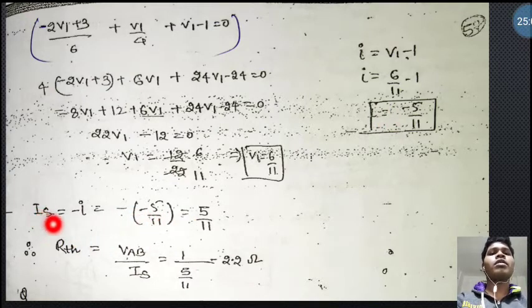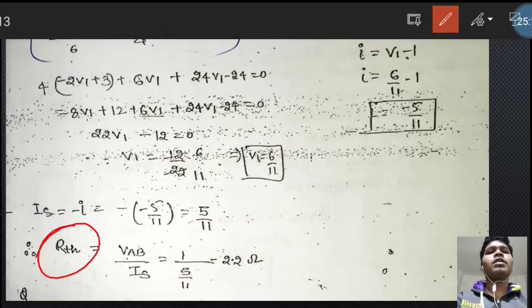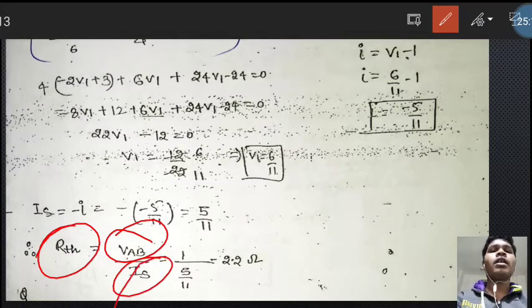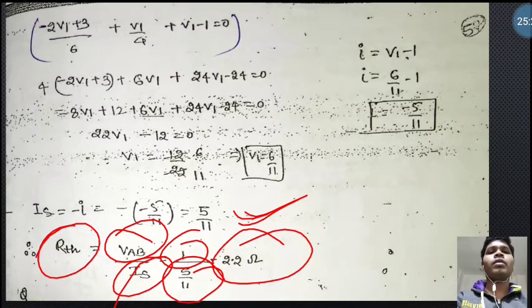So the source current Is is equal to 5 divided by 11, and the Thevenin's resistance is equal to VAB divided by Is. VAB is 1 volt, which we took initially, and Is we get here as 5 divided by 11. So 11 divided by 5 is equal to 2.2. Okay, is it clear to you?